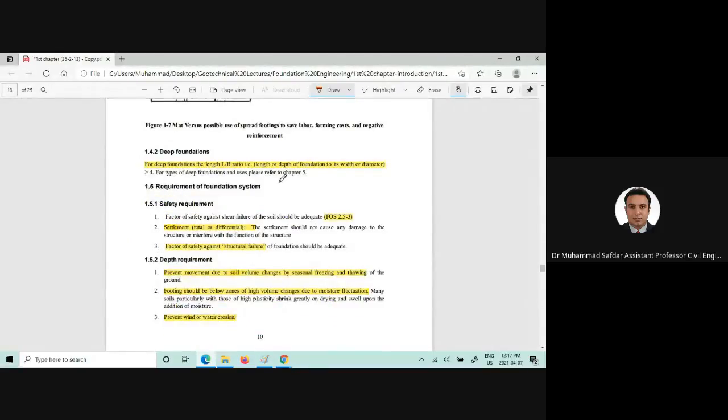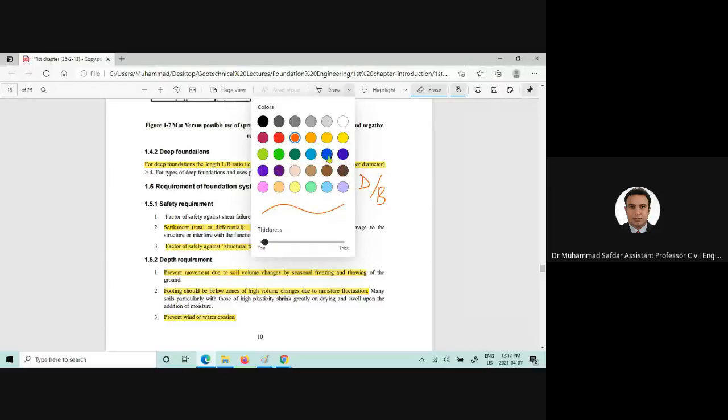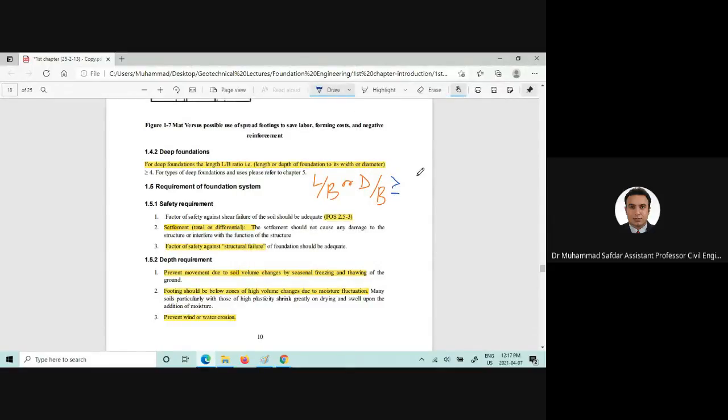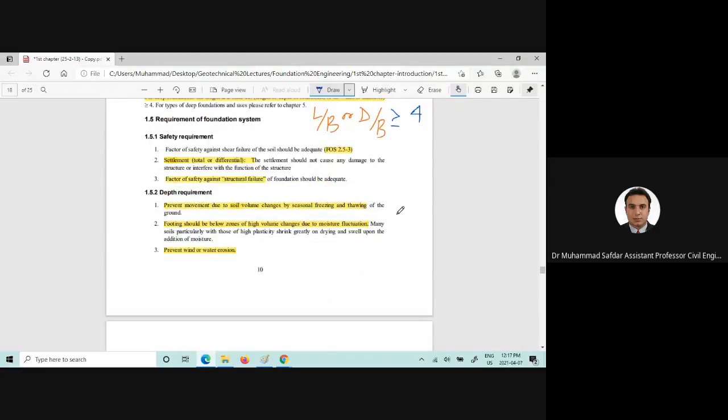Now, as I mentioned earlier on, for the deep foundation, the L by B, or we can say the D by B ratio, should be greater than or equal to 4. Now, there are different types of requirements for the foundations.